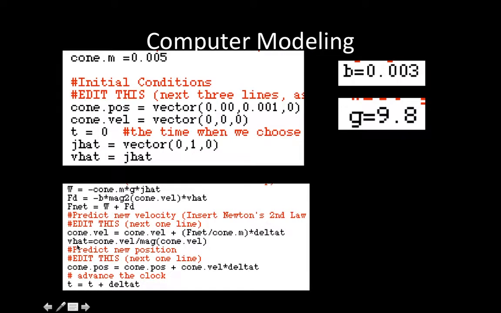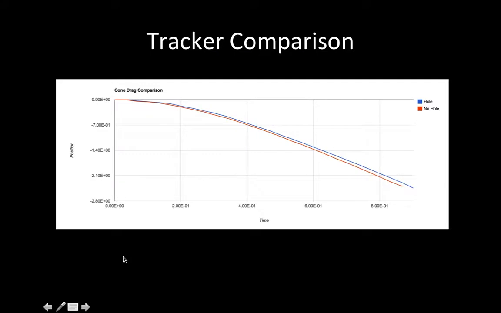So the direction of the velocity equals the cone's velocity divided by the magnitude of the cone's velocity. We know this from vector math. Now the cone's position, this is just the position formula in code form. So let's examine the motion in Tracker first.